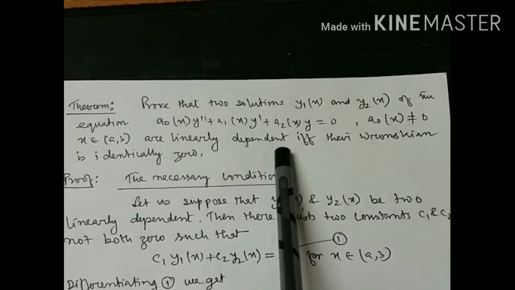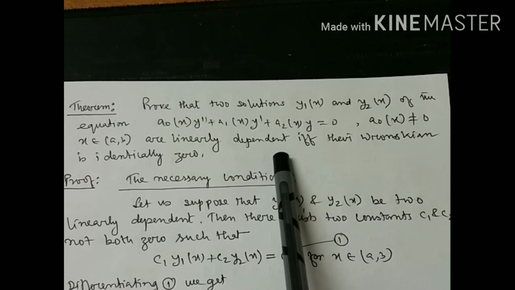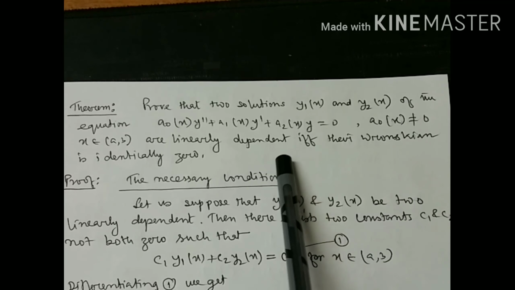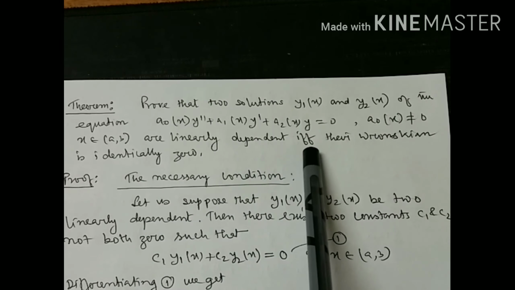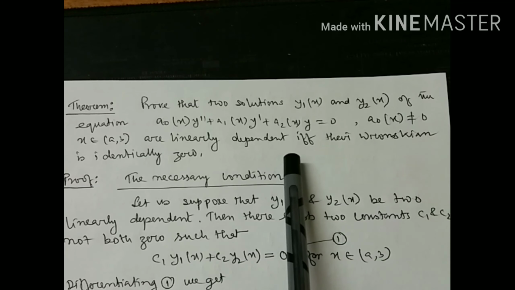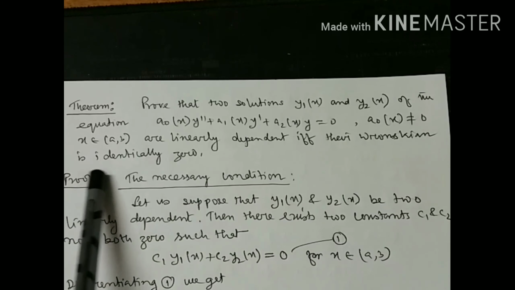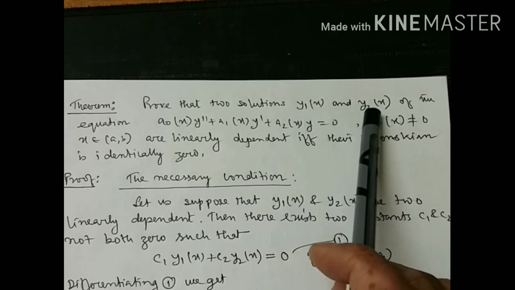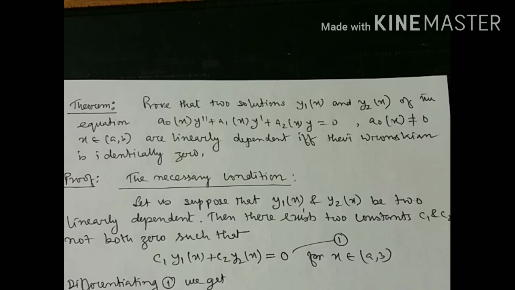Linearly dependent means their linear combination must be equal to 0, but the constants may not be 0 at the same time. So they are linearly dependent if and only if, so we have to prove both sides, that is the necessary and sufficient condition, their Wronskian is identically 0. So the Wronskian of these functions y1(x) and y2(x) must be equal to 0. So we have to prove both sides.